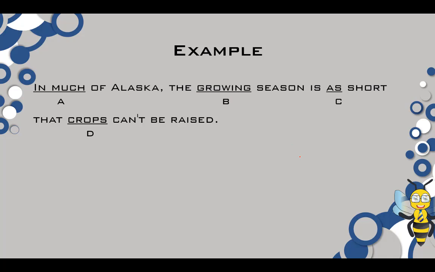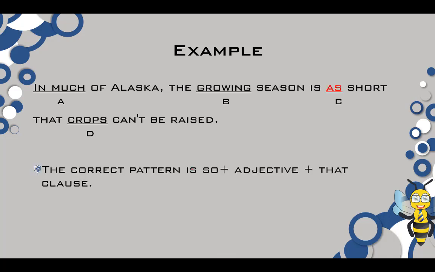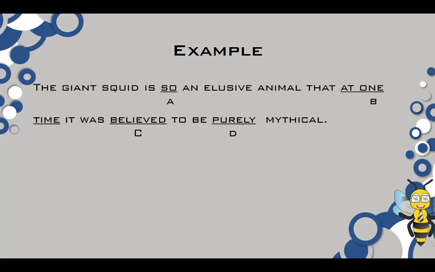What about this one? In much of Alaska, the growing season is as short as the crops can be raised. Sorry, remember the structure. So, adjective and a dot plus. Yeah, here we have as, then we have the adjective, and then we have the dot plus.